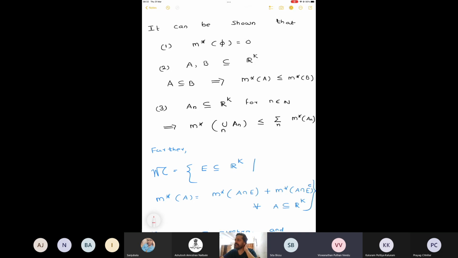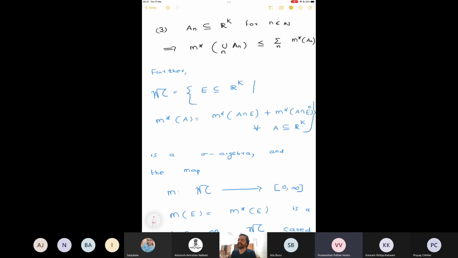Yes, sir. Outer measure is not a measure. Okay, so what did we do then? We consider only those sets which are measurable. Now, how do you define measurable sets?